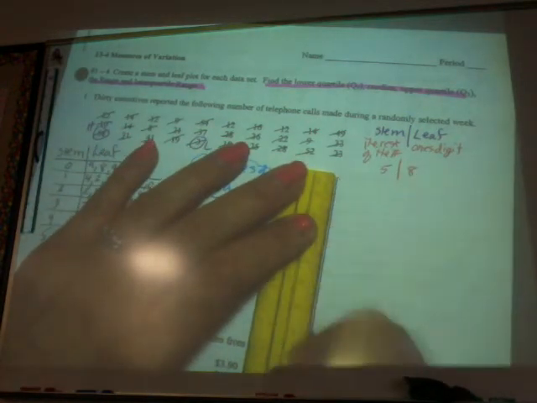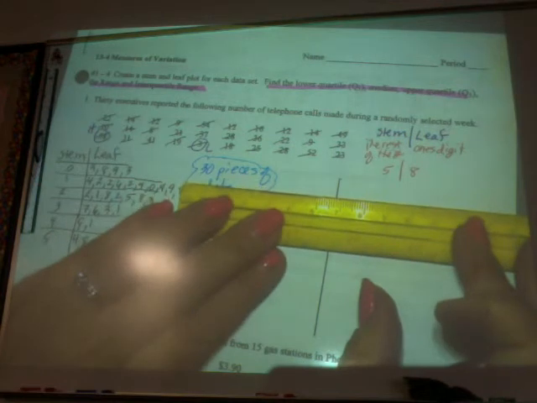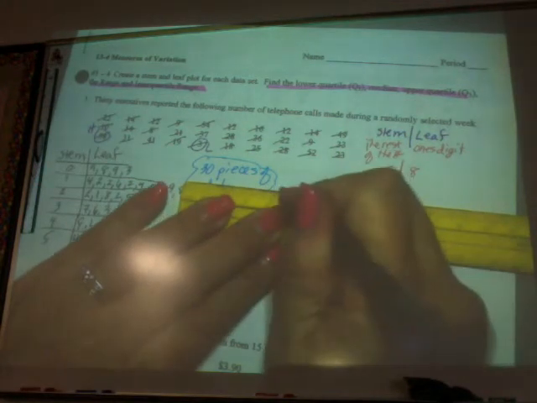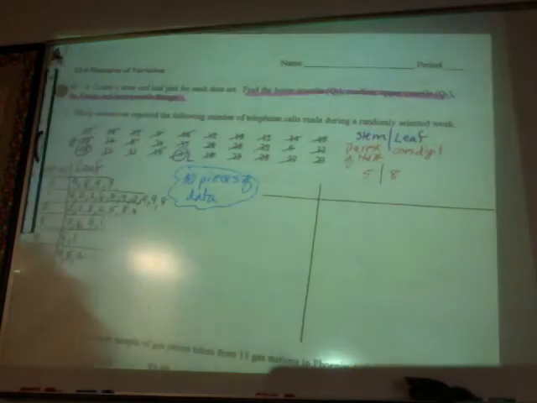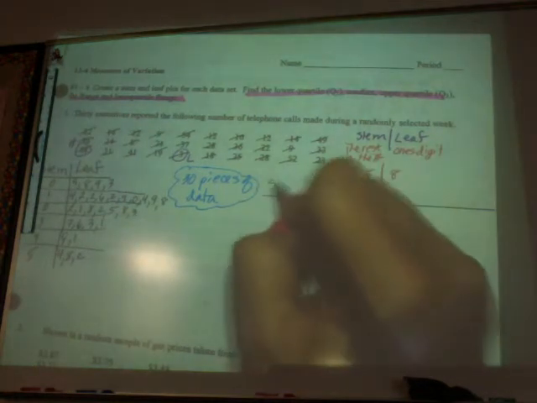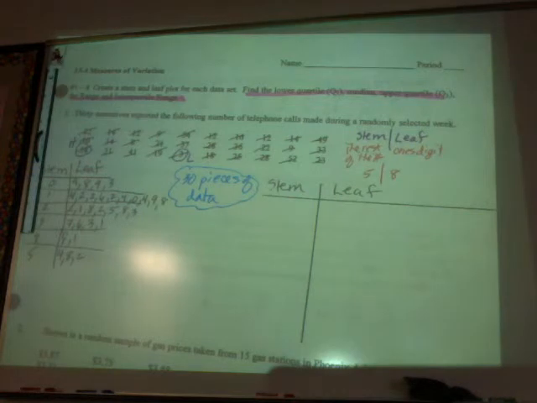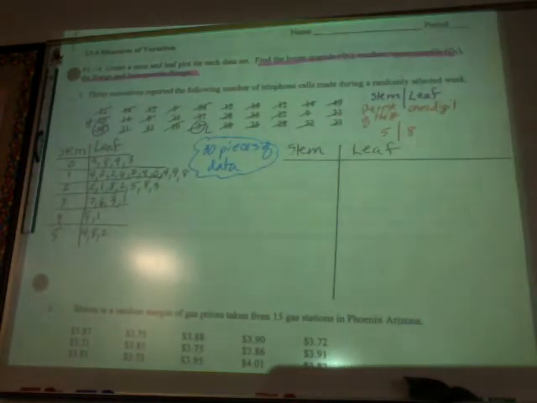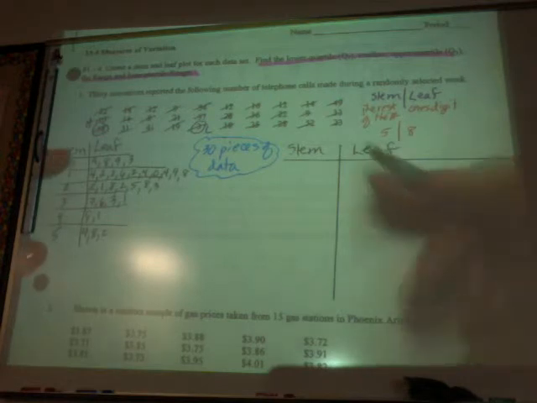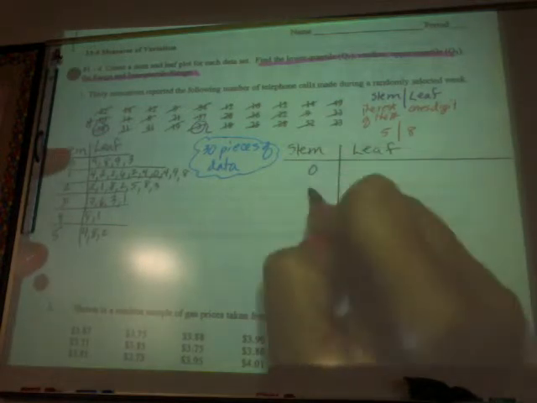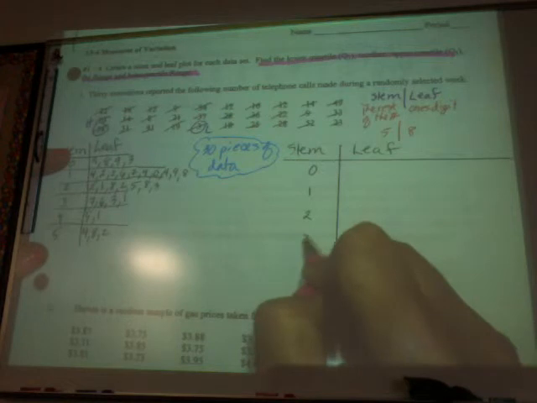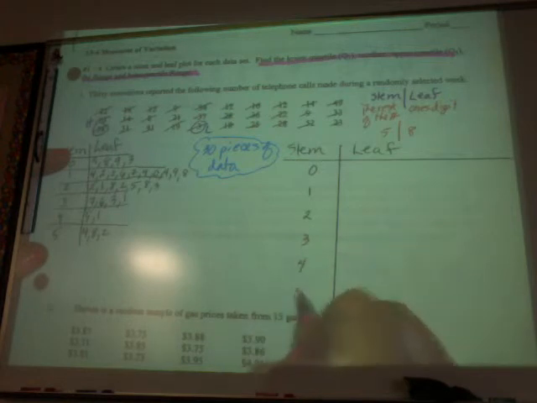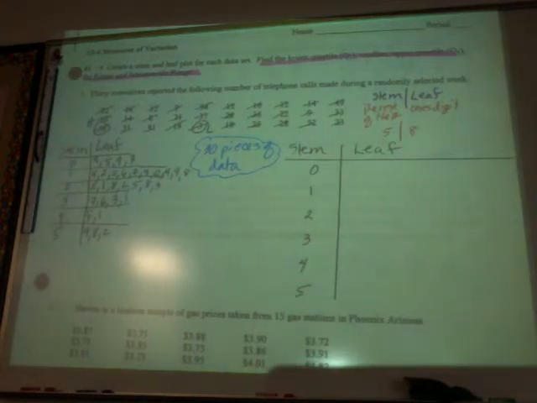You've got a vertical line, and you must label the columns with stem and leaf. If you leave off that label, you're going to lose points. So we have a stem, and we have leaf. So I'm going to start from top to bottom. So we're going to go 0, 1, 2, 3, 4, and 5.